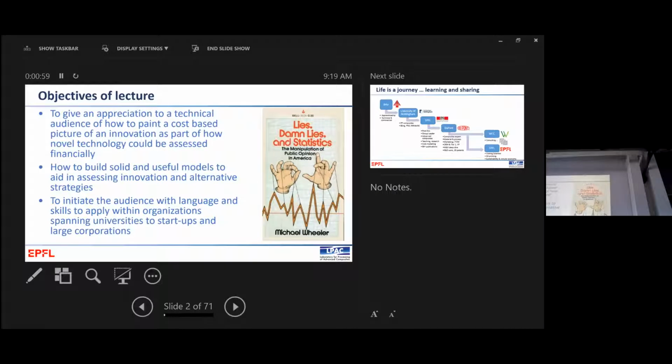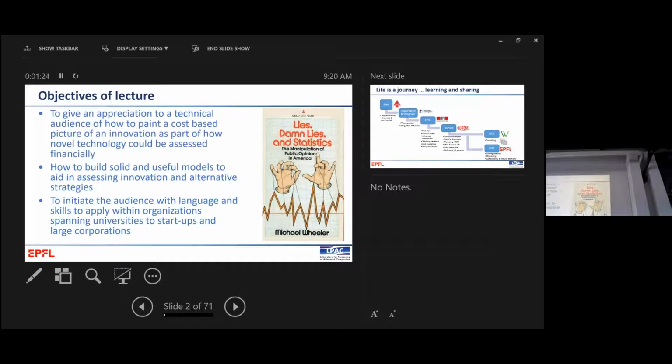To help you build solid and useful models to aid in assessing innovation and different strategies to scale up your innovation. And it's to give you some language and tools, some of which you may be familiar with, but to speak with other people in organizations.